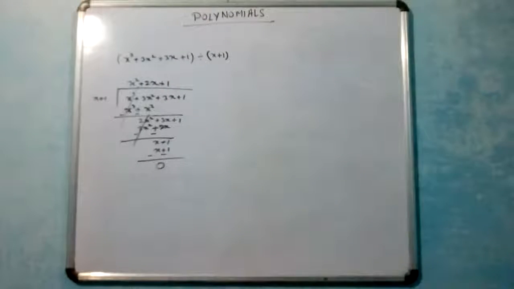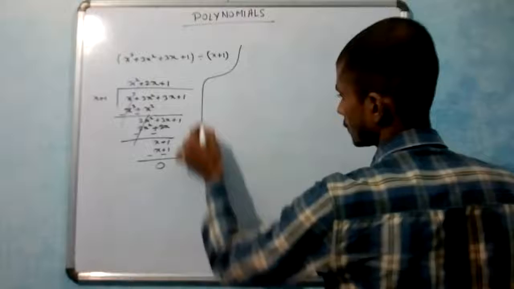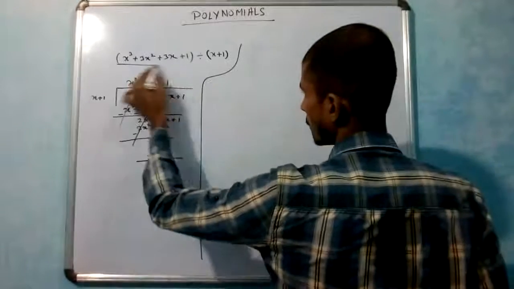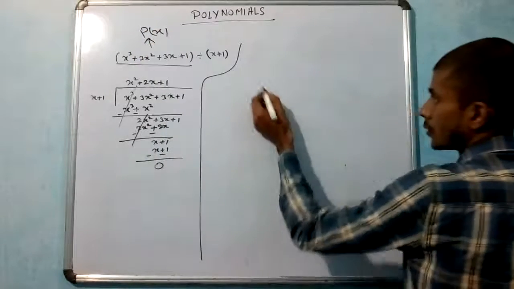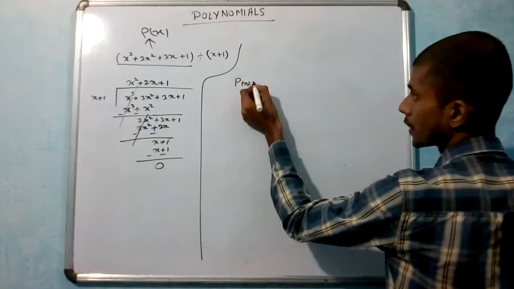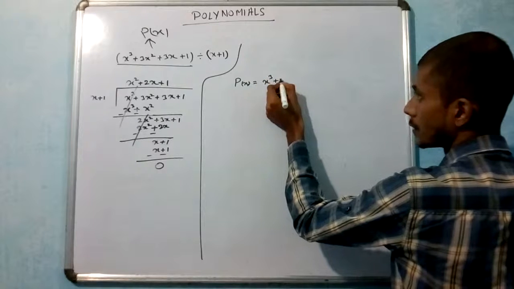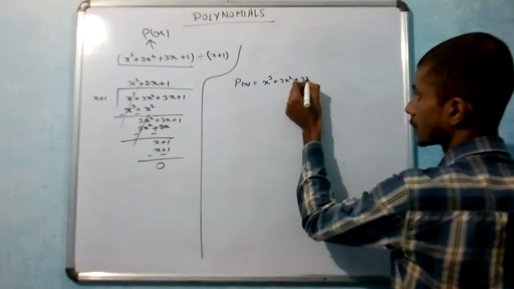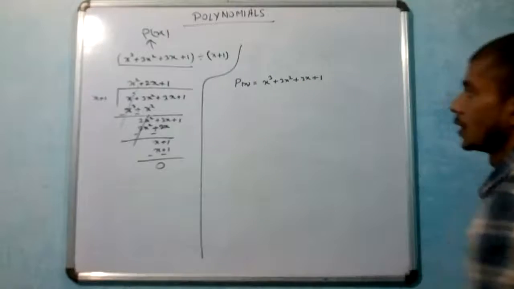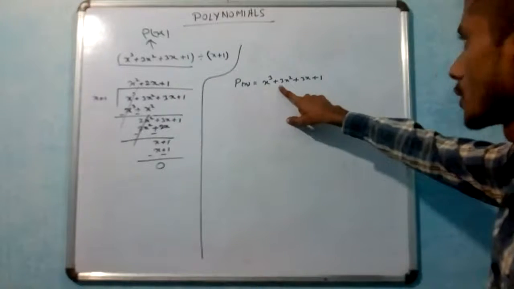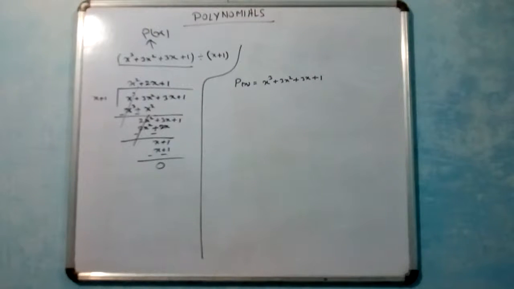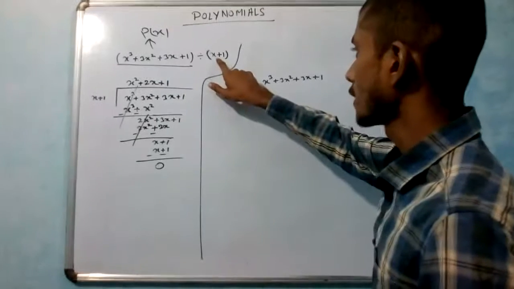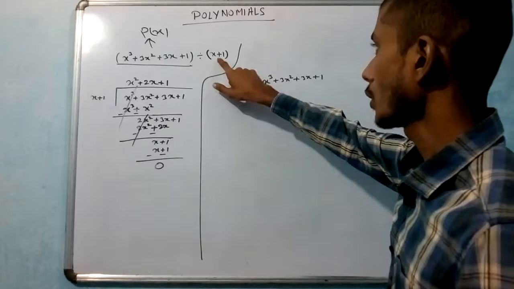So learn this. Let this be called p(x). We are naming it, right? So let this be p(x). p(x) is equal to x cube plus 3x square plus 3x plus 1. We have named it p(x). Fine. Next, what do we have to do? We have to find the zero of this. What will be the zero of this?